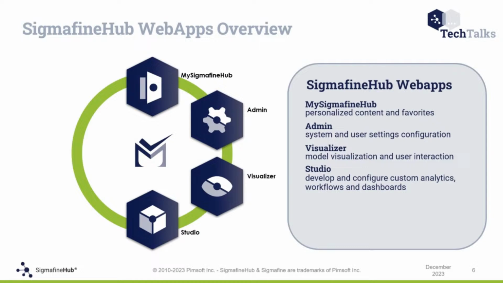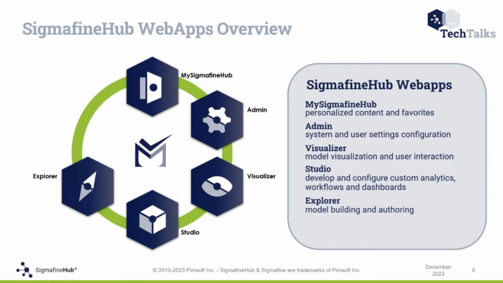You'll be able to change this workflow in Studio with proper analytics, and be able to develop new opportunities using Sigmafine. Then Sigmafine Explorer to reach and build models, and all the Explorer functionality is also available in the visualizer to be able to bring those models into the authoring environment.